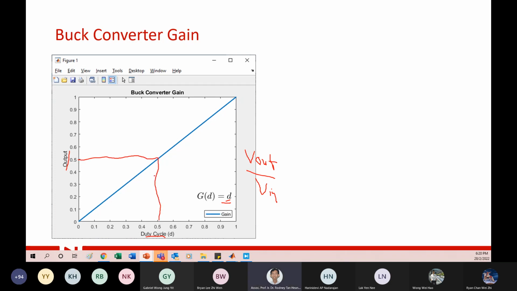But of course, in practice, this is theory only. In theory, as we know, it won't happen exactly. Because of the voltage drop and all this and that, you may need to have slightly higher, a little bit of 0.55 to get 0.5 output. But again, what doesn't change is that it is a linear function.